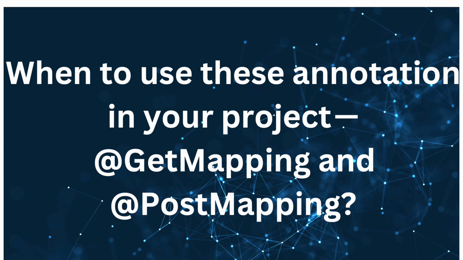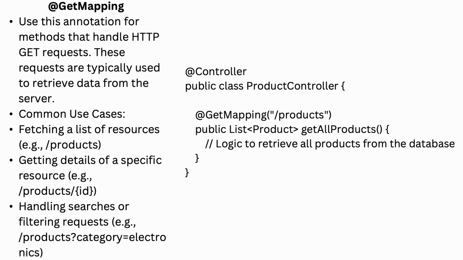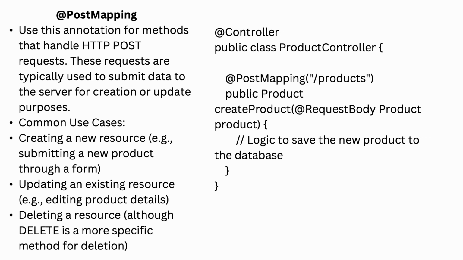What is the use of these annotations in your project? @GetMapping and @PostMapping. These are Spring Boot annotations again. We generally use @GetMapping to handle HTTP GET requests. @PostMapping is used to handle HTTP POST requests. These requests are typically used to submit data to the server for creation or update purposes.